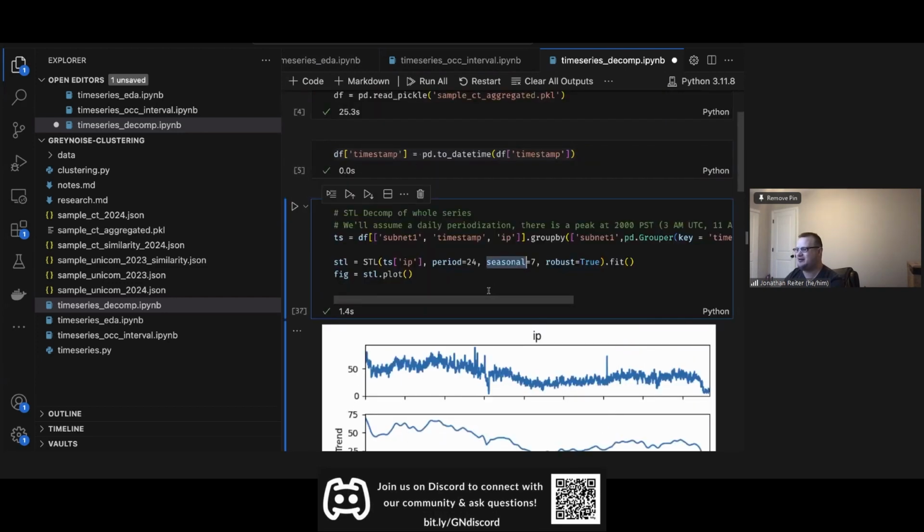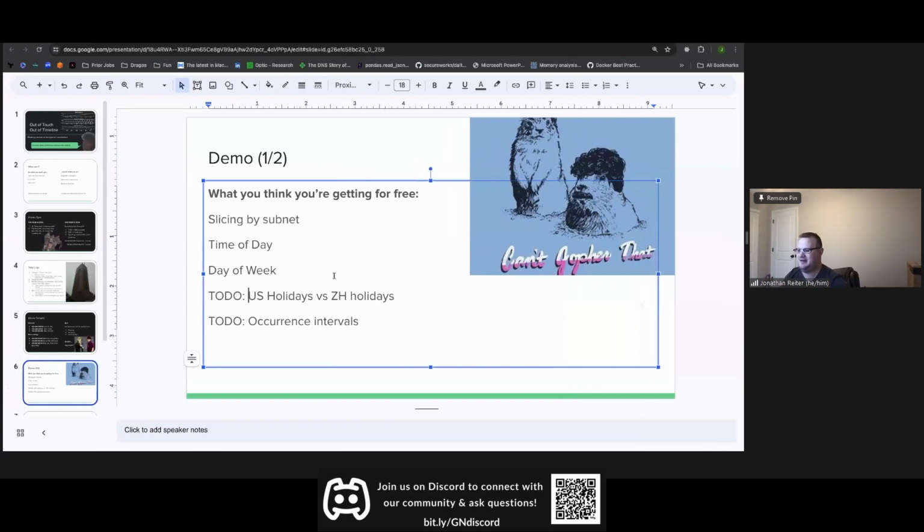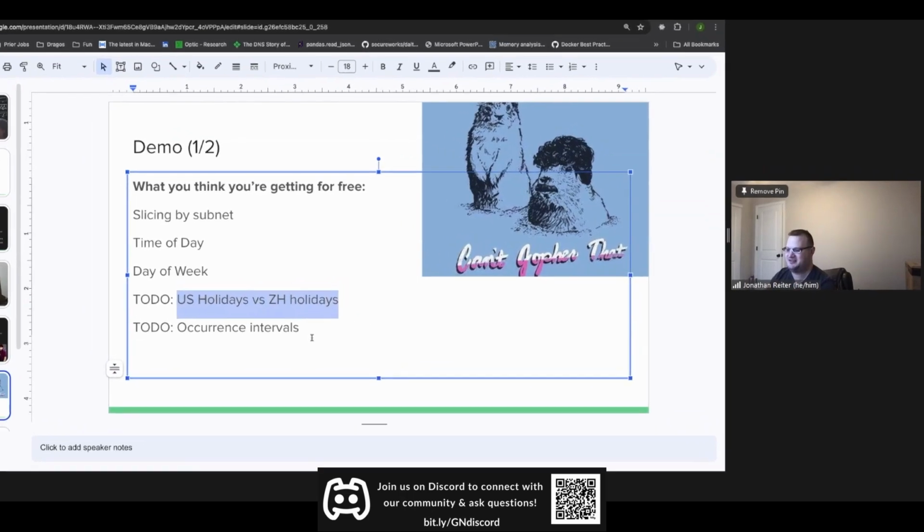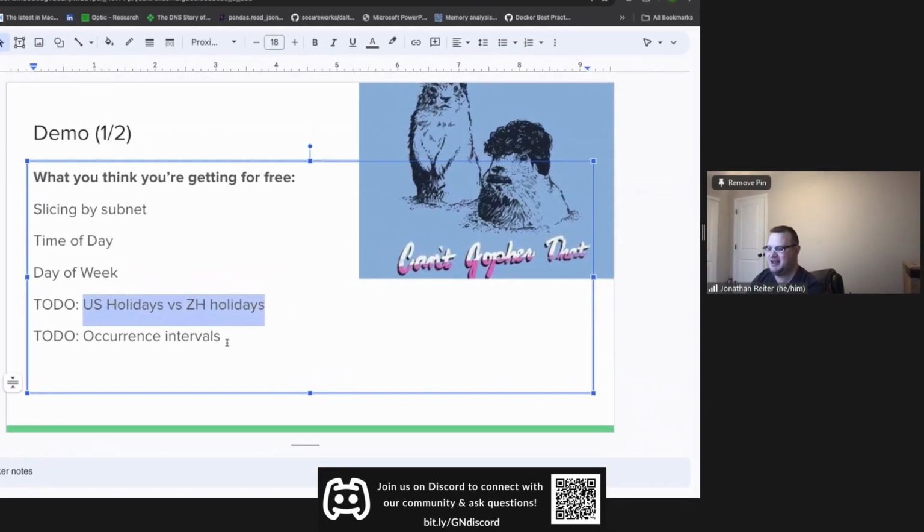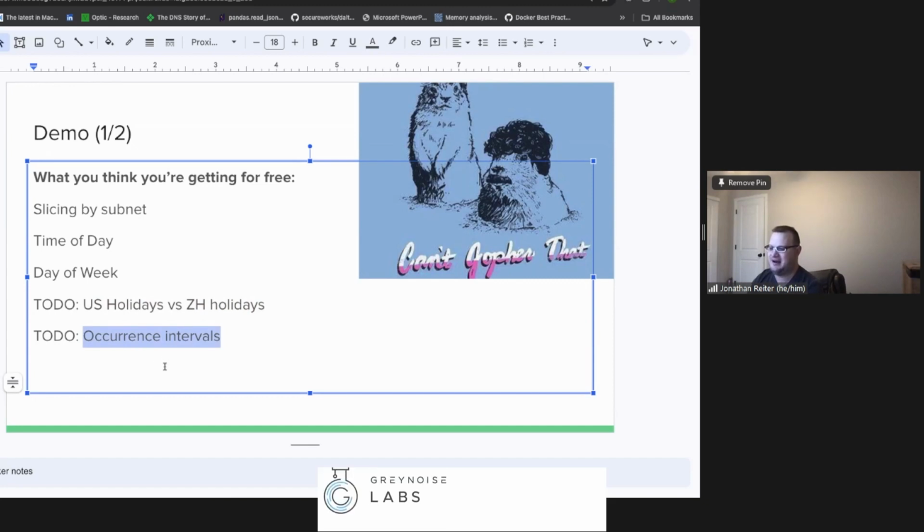There's a little bit more work that can be done. I see some additional work to be done for, like I said, doing a rigorous comparison of US holidays versus APAC holidays. Like I was mentioning when I was hopping through the UI, there's probably a way to create a classifier to compare the longest contiguous sequence of scans versus not.